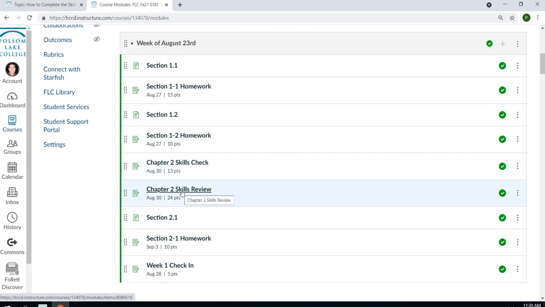They should be done in that order. You want to do the skills check before you do the skills review. In fact, I don't think the system will allow you to do the review until you've done the check. Now the check is doing exactly what its name implies. It's checking to see if you already know the skills, and if you do, it gives you full credit for the skills review.